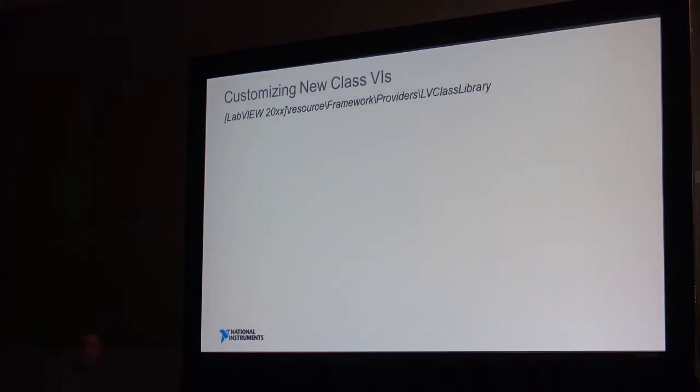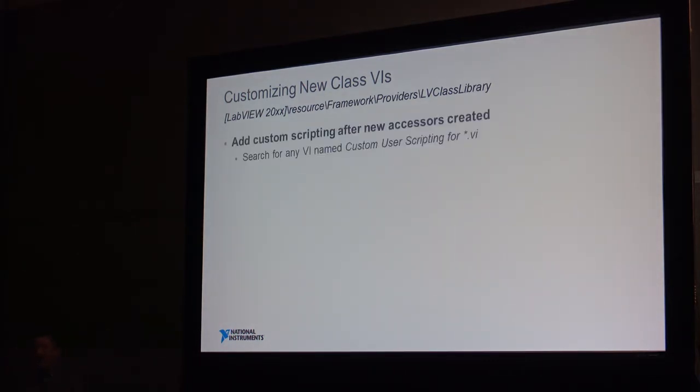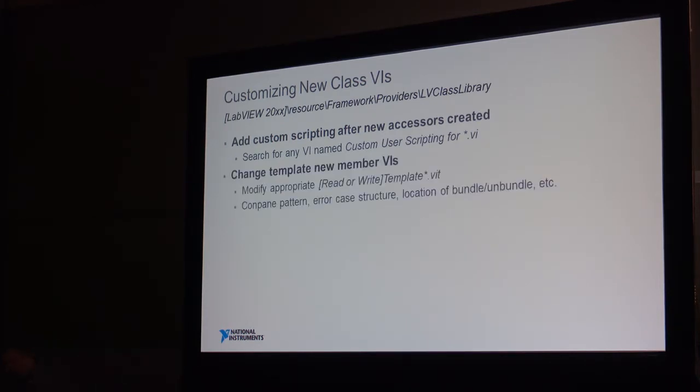If you want to customize the way LabVIEW class accessors are created whenever you make them, there are several ways to do that. If you want to add your own scripting after we've created the accessors, that is possible. If you want to change the name, or change what's in the VI, so if you don't like that we make them 4224 and you want to make them 5335, you can change that. You can change where stuff appears on them. If you don't like the fact that there's an error case structure on the accessor, you can change the template or change the scripting so that that's gone.